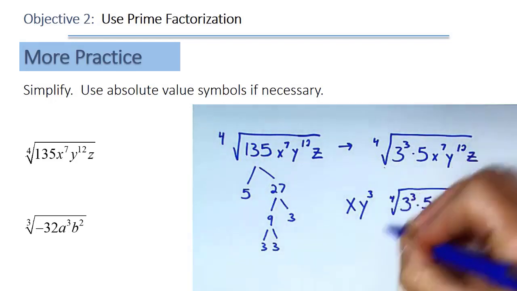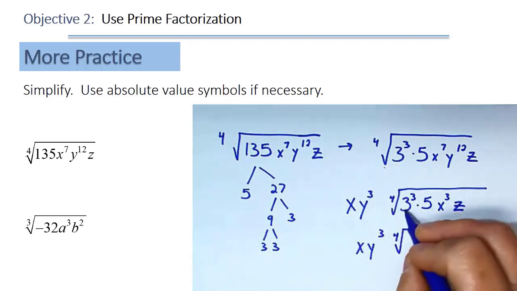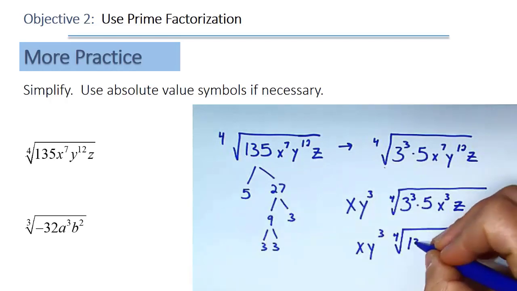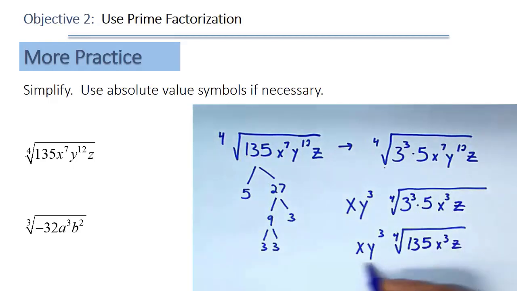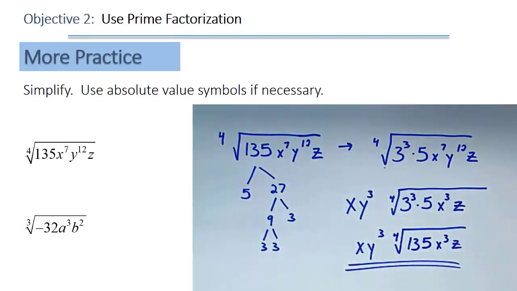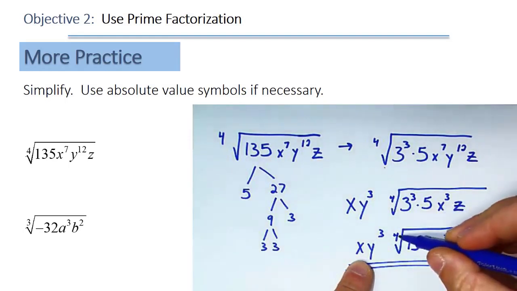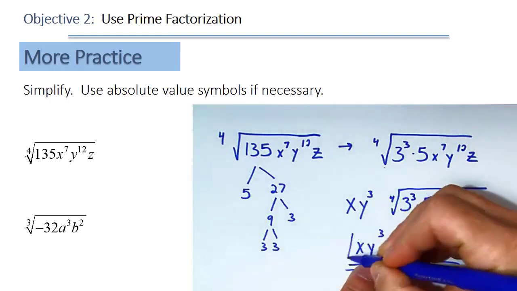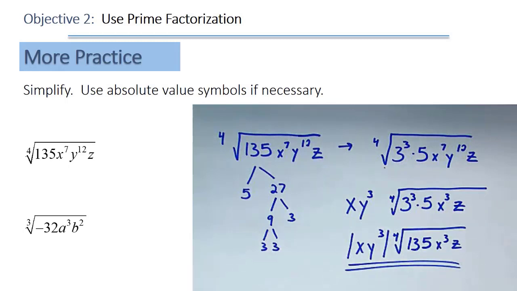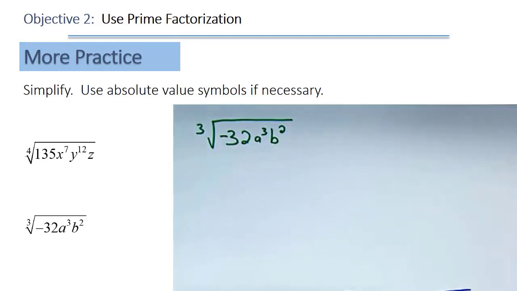Cleaning this up, we get x y to the third times the fourth root. 3 to the third times 5 can all go back together. Turns out that 135 didn't simplify at all. X to the third z, and we've got that one simplified. Now, the question is, do we need absolute value signs on there? Well, we do. The root stays in the root, but since this is an index of 4, anything that was inside could have become positive or would have become positive, and so we should put absolute value signs on the things that escape. All right, our second one, the cube root of negative 32 a to the third b squared.